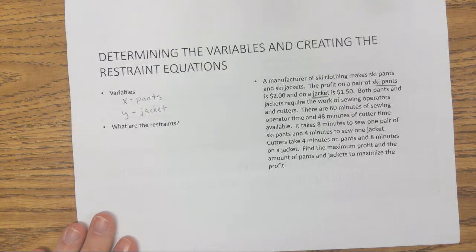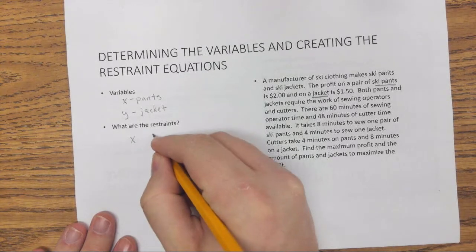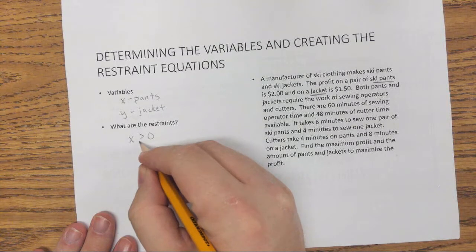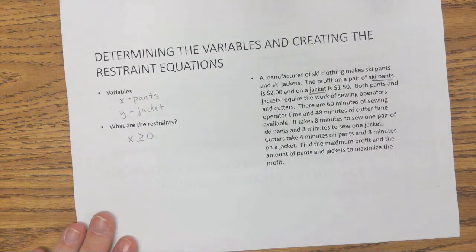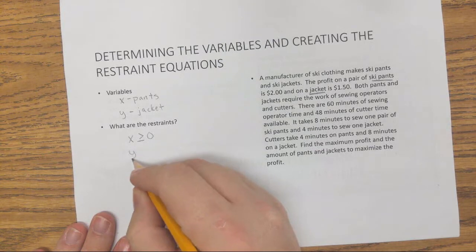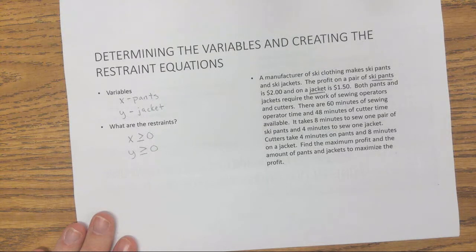Well, you might be thinking 1, but really the minimum number of pants I can make is 0. So I know that my X value has to be greater than or equal to 0. It's going to be a very common restraint when you're doing these things. It may not happen all the time. There may be a minimum value that you're given in the problem, but 0 is going to be very common. Which means that the jackets also, 0 is going to be a lower restraint for those as well. Okay.